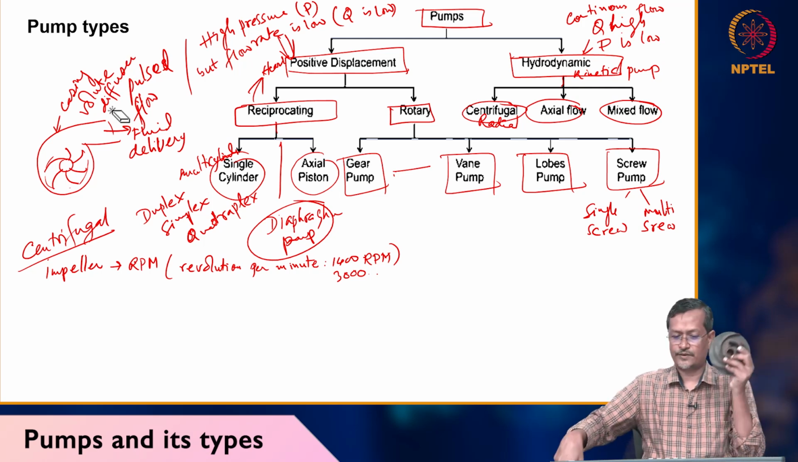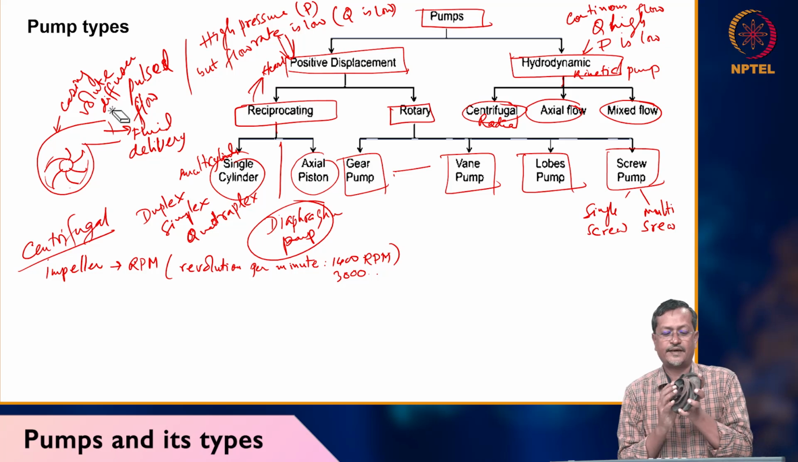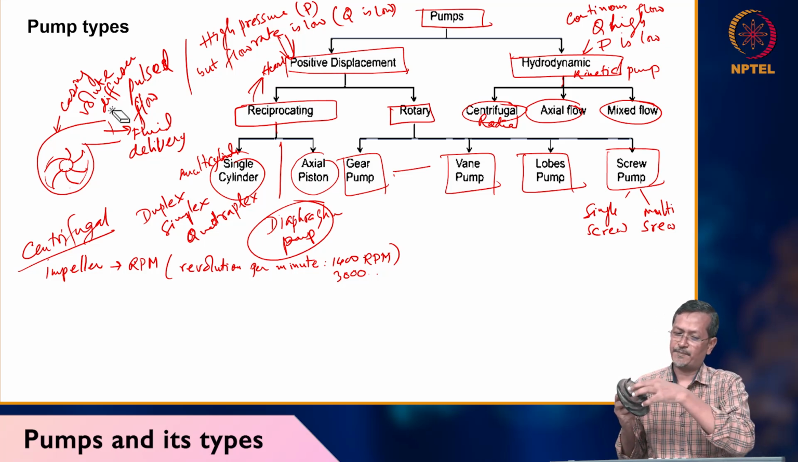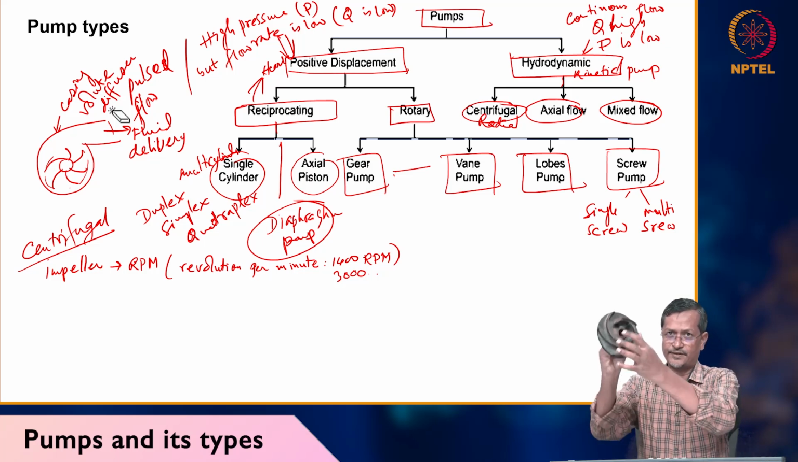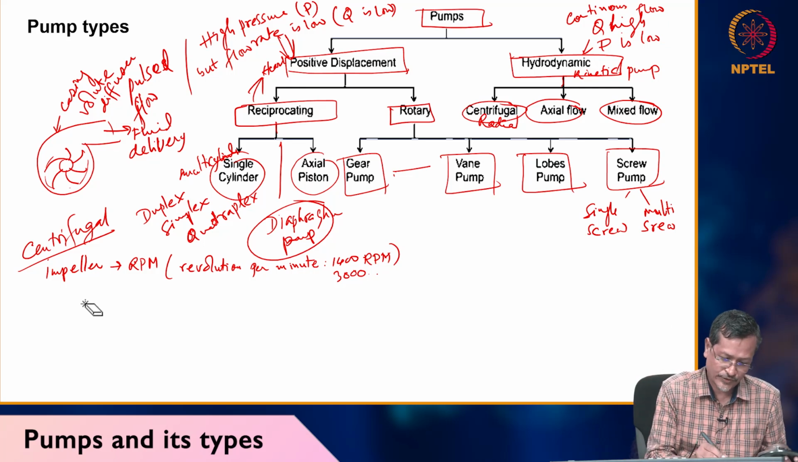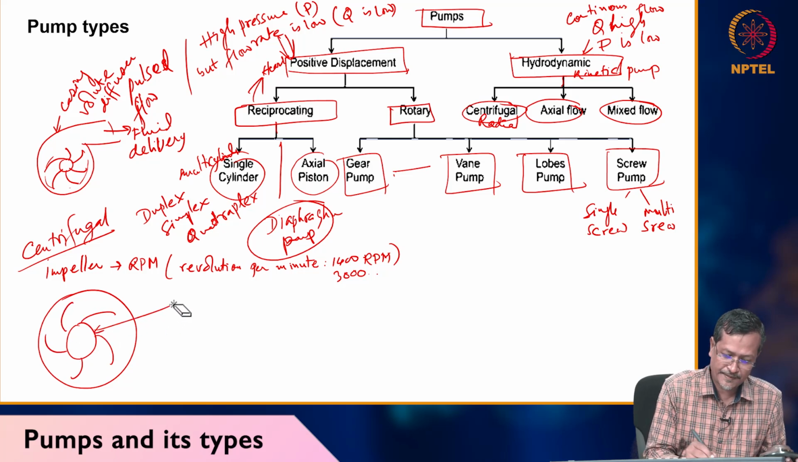So what does it do? The impeller sits inside one metal casing. This area, the entry area of fluid, is called the impeller eye. I'll draw it like this. My impeller blades are like this, and this area is called the impeller eye.